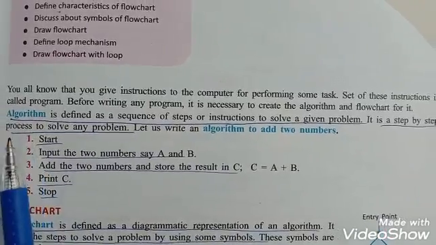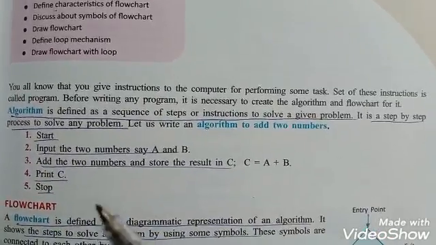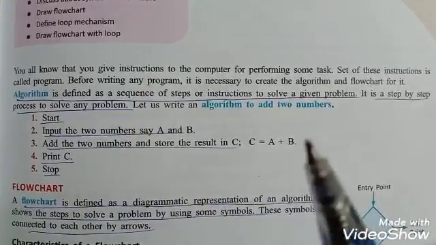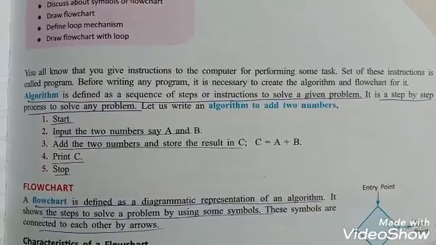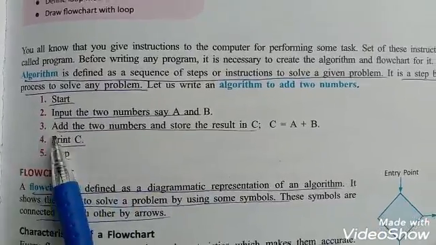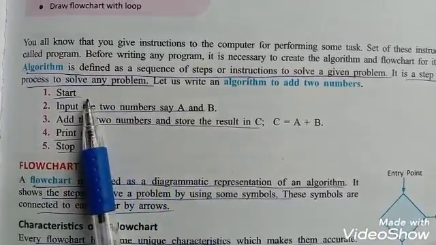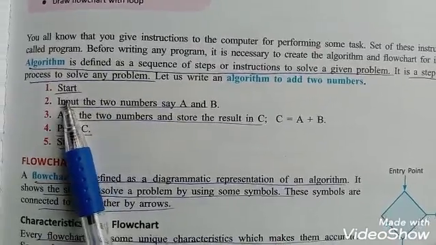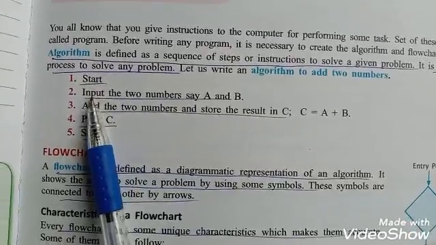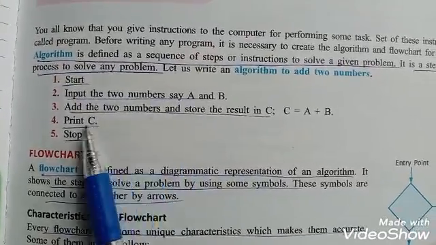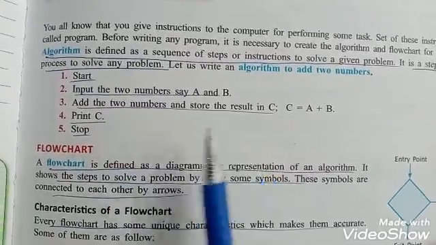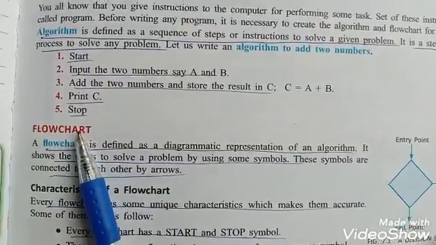First we discuss about algorithm. What is algorithm? A sequence of steps or instructions to solve a given problem, or in other words we can say that it is a step-by-step process to solve any problem. And this process is divided into further parts: start, input the two numbers, add the two numbers and store the result, print and stop.